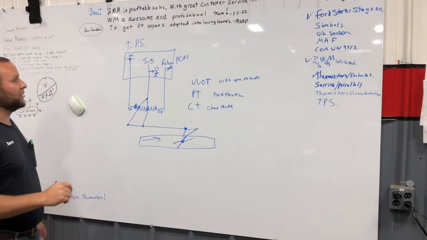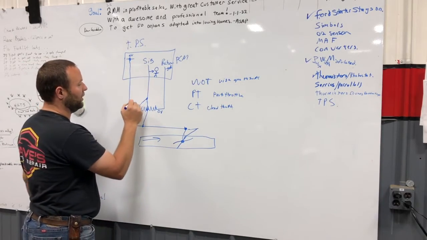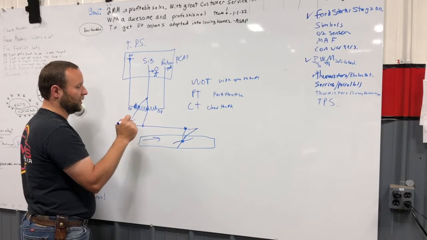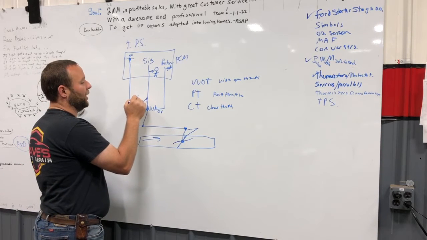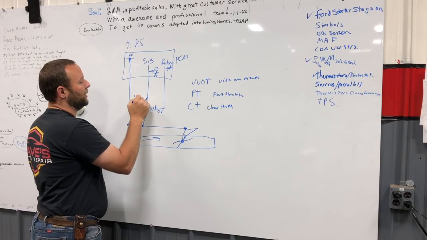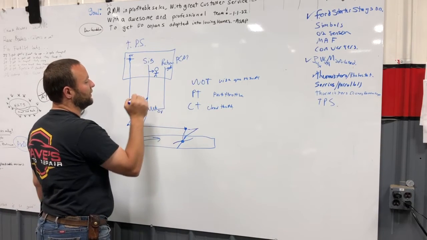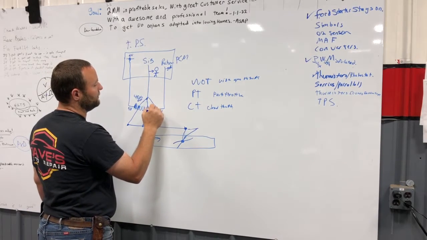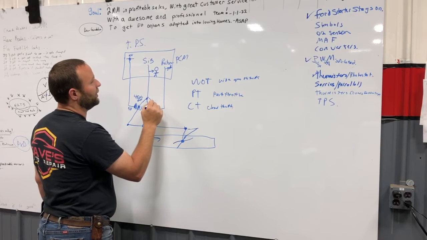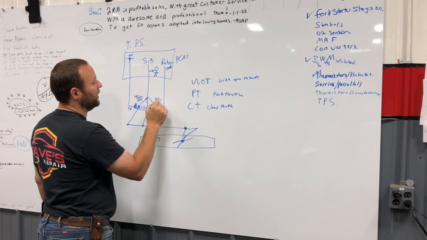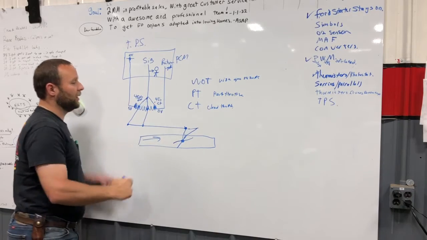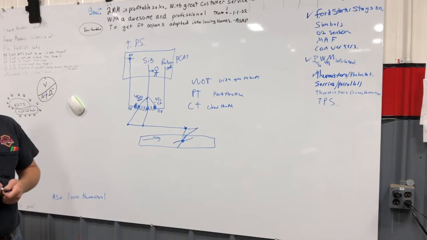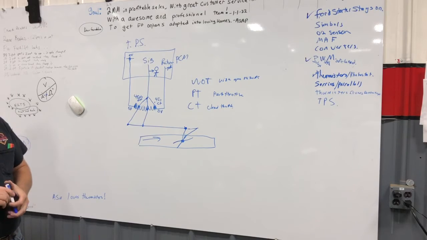This little comparator knows that. I'm going to change this up a little bit, but you'll get the point. Let's say 4.8 volts equals WOT. So he knows that 4.8 volts equals WOT. He knows that .45 equals CT. Anything in between is partial throttle. This little guy knows that. He already knows this stuff. Make sense? What's this thing called?